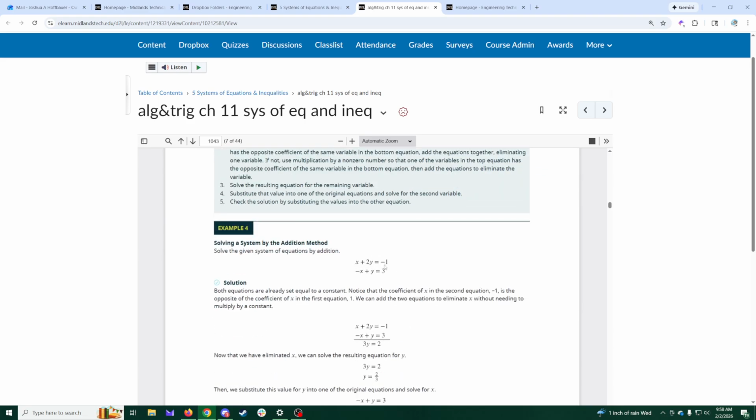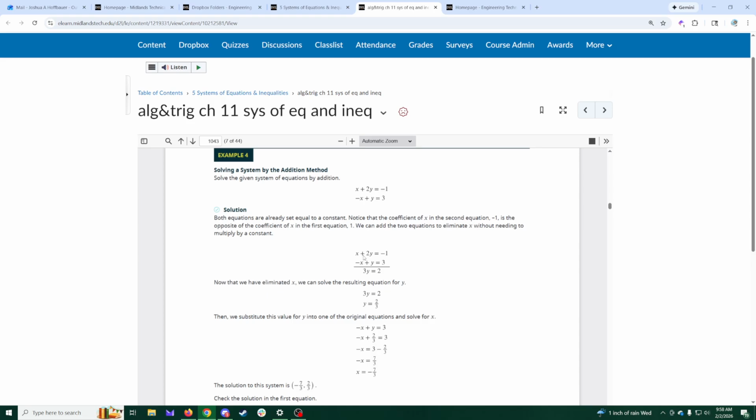Let's take a look at this next system of equations. X plus 2y equals negative 1, and negative x plus y equals 3. Now what we're going to do is, rather than plug one equation into the other, we are going to take these 2 equations and just add them together completely. And when you add 2 equations together, you're going to add the entire left side together to create the new left side of your combined equation, and you're going to add the right sides together to create the new combined right side of your equation.